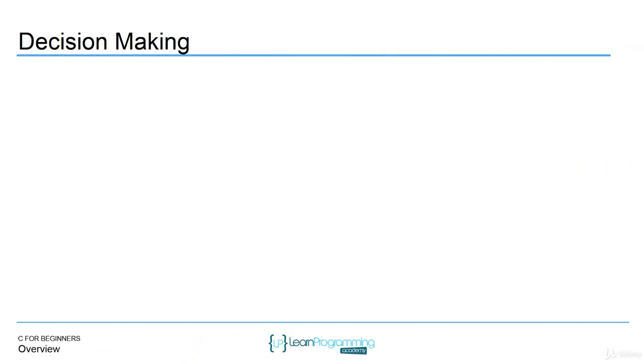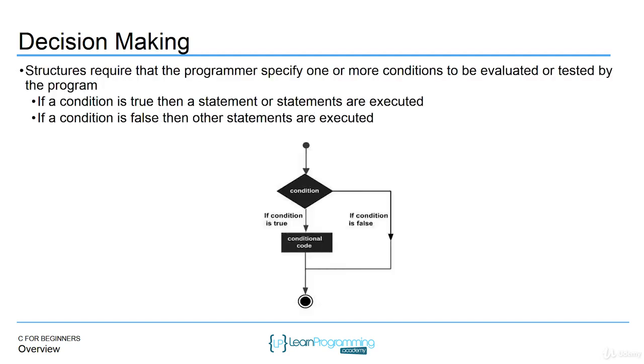So decision making, what does this really mean inside of a program? Again, up till now, we've basically created variables, declared them, performed calculations, but we never really made any specific logic decisions. So a decision-making concept will require that the programmer specify one or more conditions to be evaluated or tested by the program. What is essentially happening is you're asking a question inside the program. That's the kind of logic. And if the condition or the answer to that question is true, then you're going to execute some code, some statements. If the answer to that question is false, then you may execute other statements, or you may not do anything at all.